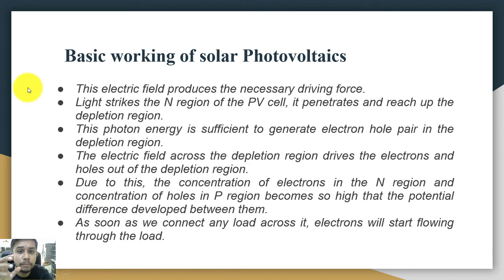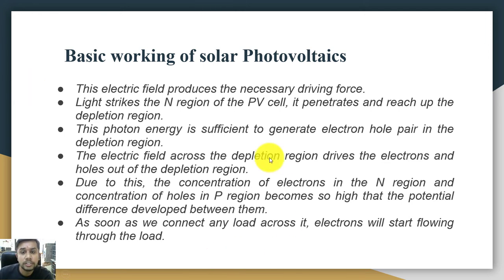This electric field produces the necessary driving force. Light strikes the N region of the PV cell. It penetrates and reaches the depletion region. This photon energy is sufficient to generate an electron-hole pair in the depletion region. The electric field across the depletion region drives the electrons and holes out of the depletion region, so they become free from the depletion region.